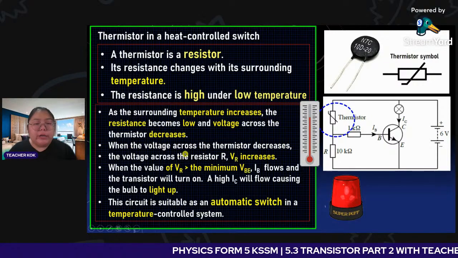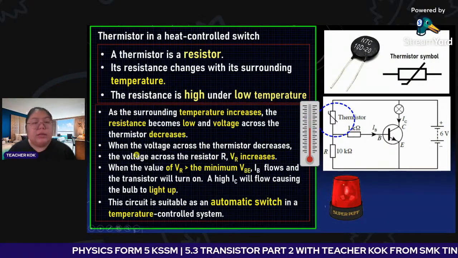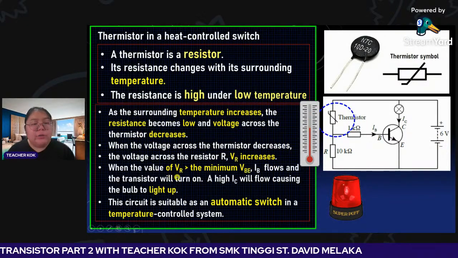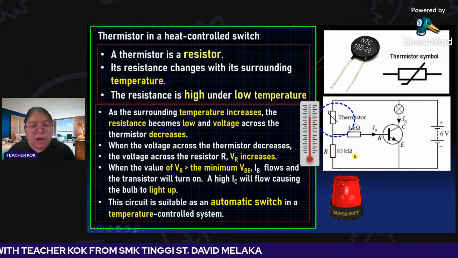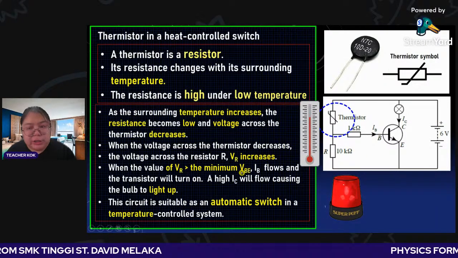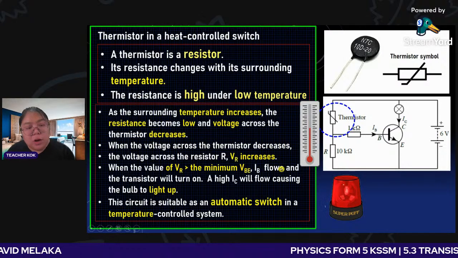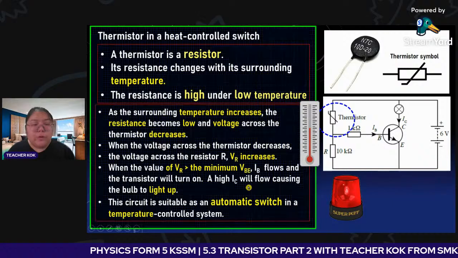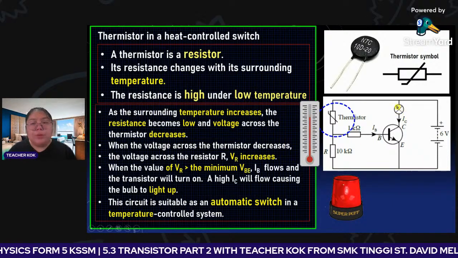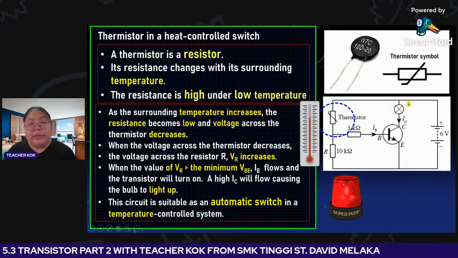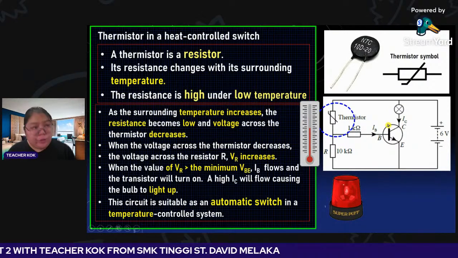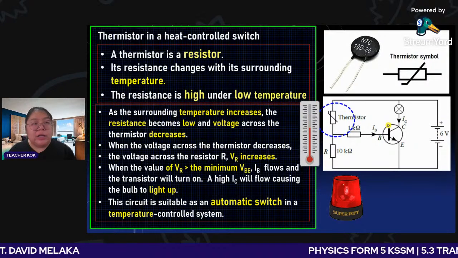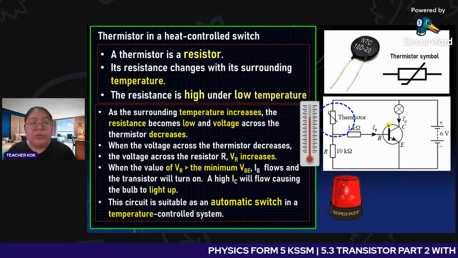When the voltage across the thermistor decreases, the voltage across the resistor R increases. When VR is more than the PN junction voltage, base current flows, then the transistor turns on and collector current also flows. So finally it can light up the bulb. You can put the bulb here, or you can also put the siren here. Finally the siren will be triggered on. They detect that the temperature is too high, maybe fire or smoke, so the siren is on.